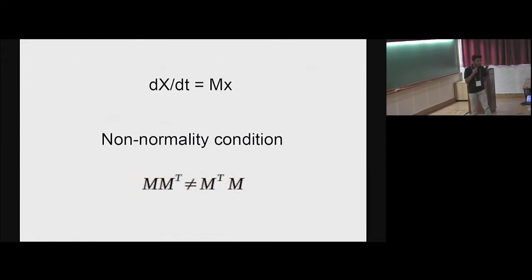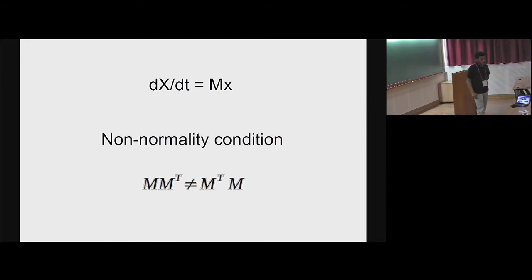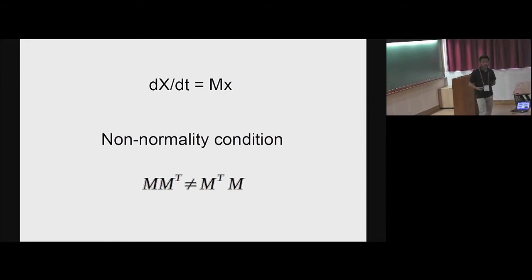So starting from a very basic equation, let's say you have a dynamical system which evolves according to a matrix. It's denoted by M here. So depending on the quality of the matrix, which I'll define in a short while, this dynamical system can take different properties, sometimes very interesting.